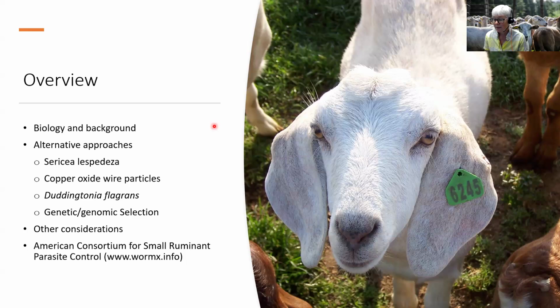And then what I think is the most important aspect of worm control today is genetic selection. I think we're not quite there in genomic selection, but genetic selection is certainly a very important component within a flock that experiences any worm infection. And then some other considerations, and I've reminded you about the website where you can find more information.